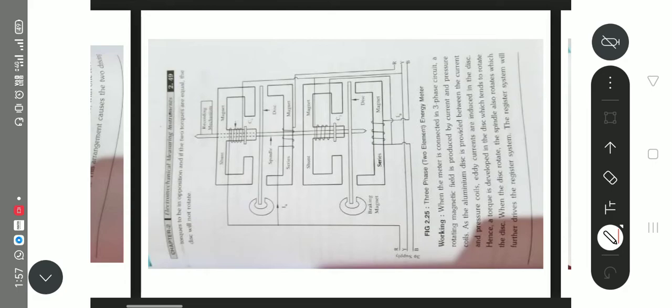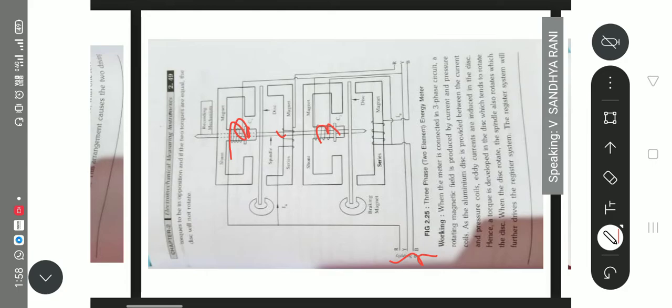So here two shunt magnets and two series magnets are used. The shunt magnets will be M shape and the series magnets will be U shape laminations. The laminations are made of silicon steel. Here the shunt magnets are connected to the pressure coil and the series magnets are connected to the current coil. Whenever the current supply is given, the pressure coil and current coil will produce fluxes, then generate the deflecting torque.